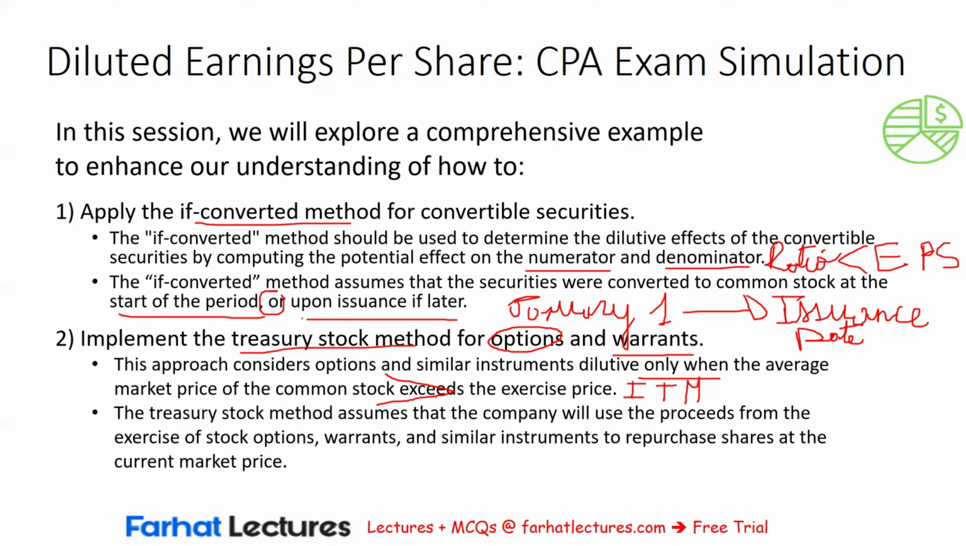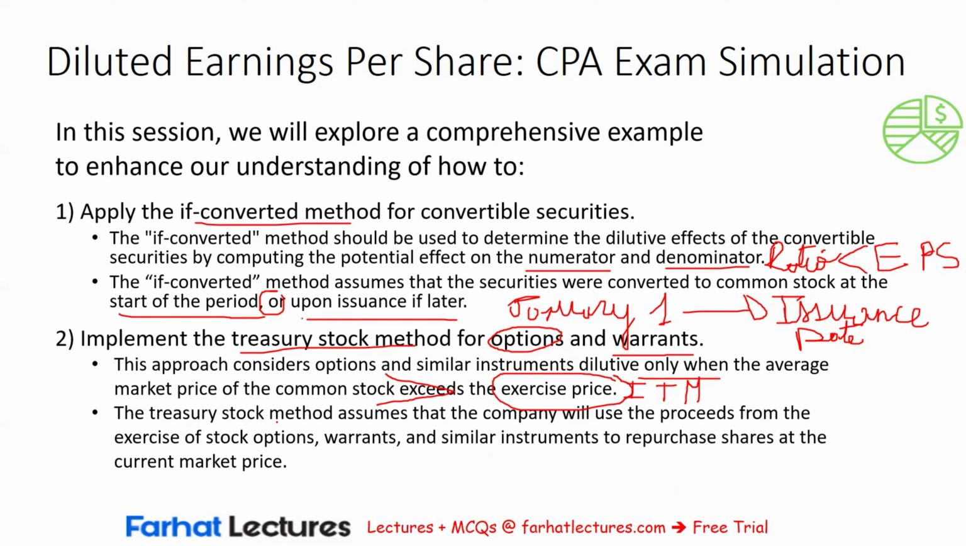Now, if the market price is lower than the exercise price, then a reasonable person would not pay more money for the exercise price. And in this case, if the exercise price is more than the market price, these options would be called out of the money, and they would be anti-dilutive. They would be disregarded from the computation of the diluted EPS.